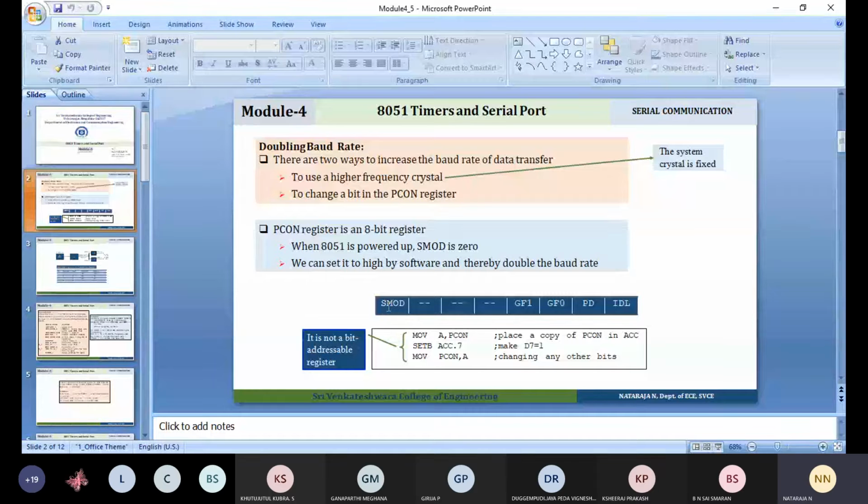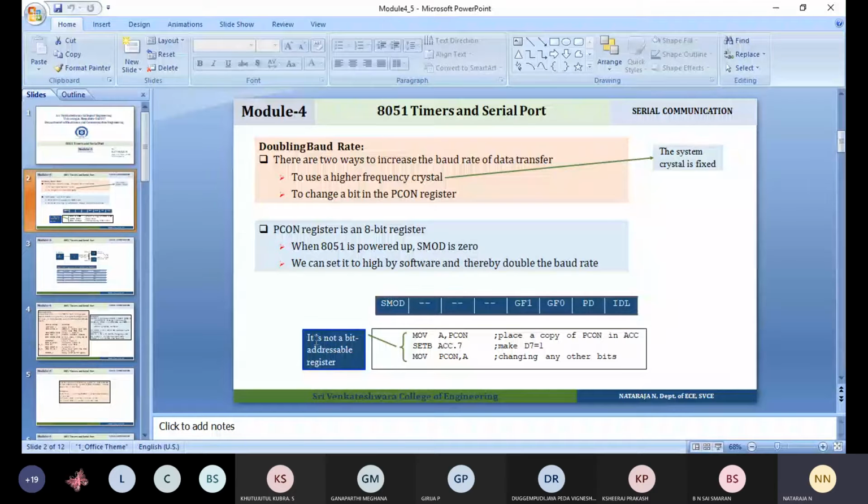If I make it 0, it will act in one way. If I make it 1, it will act in another way. That is the main difference between using 1 and using 0. If I use 0, we get one baud rate. If I use 1, we get a different baud rate. That is the main difference.